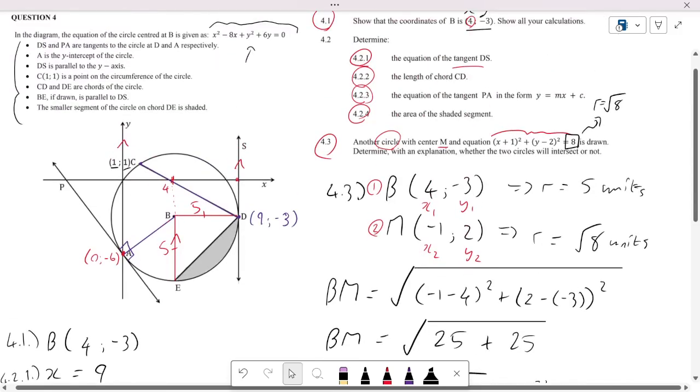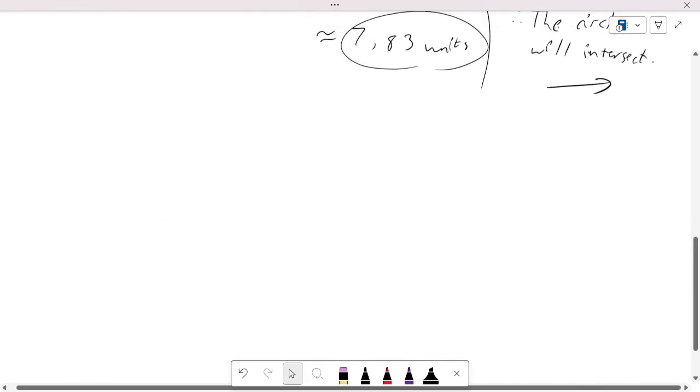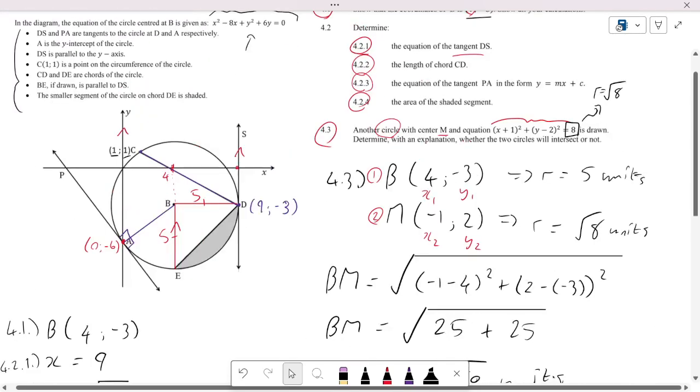Let me see if there's anything else. Did I even read this question fully? Yeah, I think I did actually. Determine with an explanation whether the two circles will intersect or not. So there we have it, the answer for number 4.3.